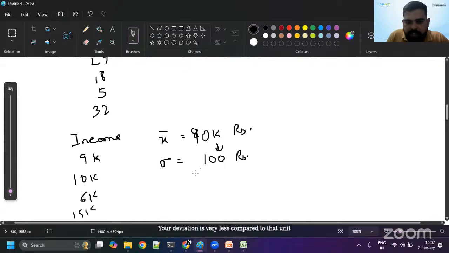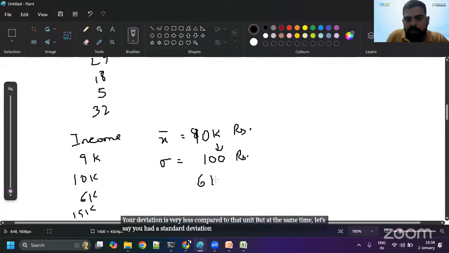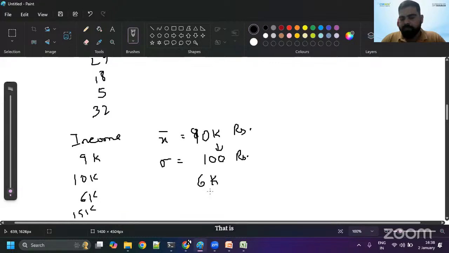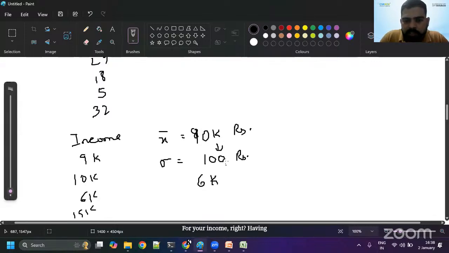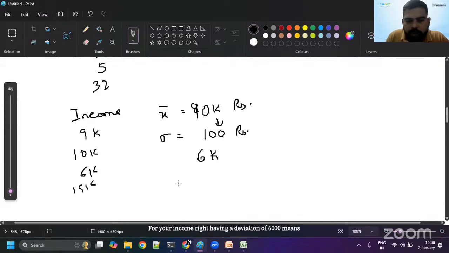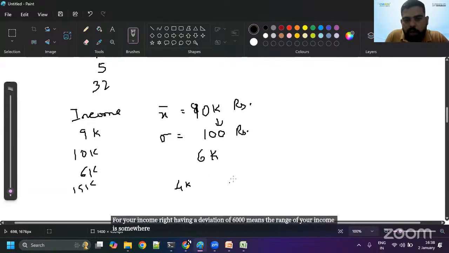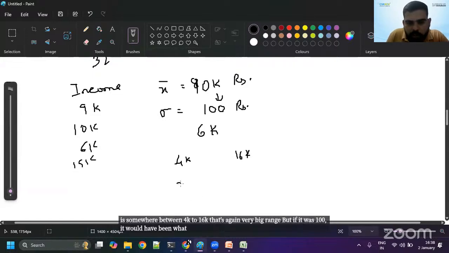But at the same time, let's say you had a standard deviation of 6,000. That is bad, because on the scale of your variable, 6,000 is a pretty big number for your income. Having a deviation of 6,000 means the range of your income is somewhere between 4K to 16K. That's again a very big range. But if it was 100, it would have been 9,900 to 10,100. You see, that range is very small.